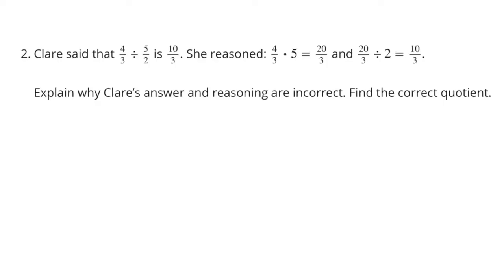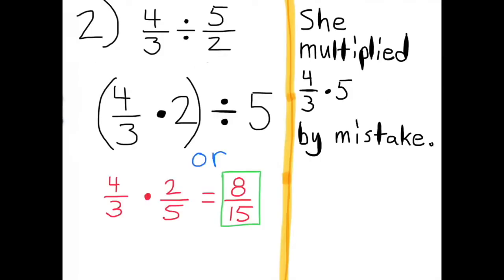Number 2, Claire said that 4/3 divided by 5/2 is 10/3. She reasoned 4/3 times 5 equals 20/3, and 20/3 divided by 2 equals 10/3. Explain why Claire's answer and reasoning are incorrect. Find the correct quotient. She multiplied 4/3 times 5 by mistake. 4/3 divided by 5/2 is the same as 4/3 times 2 divided by 5, or 4/3 times 2/5, and the answer is 8/15.